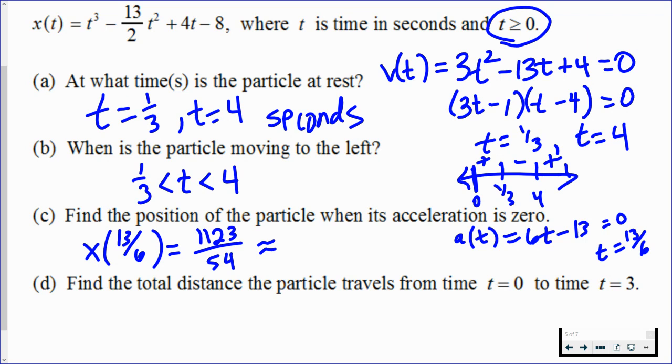Oh, nope. Sorry. Wrong spot. It's negative 2125 over 108, which is approximately, as a decimal, negative 19.676, and we are in centimeters for position.